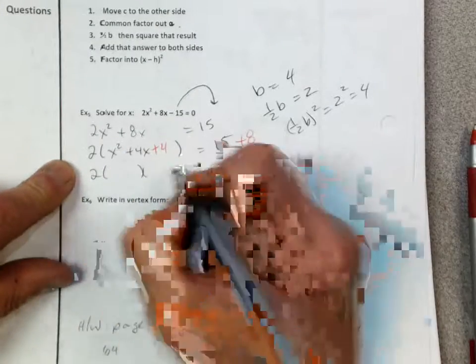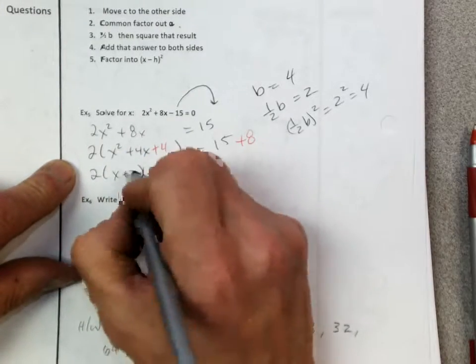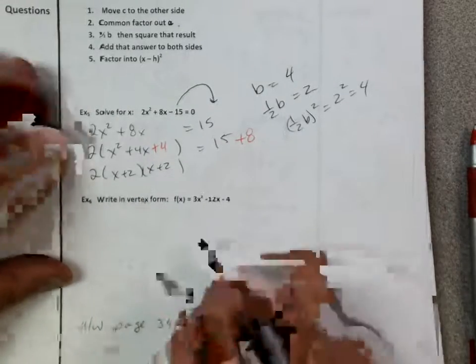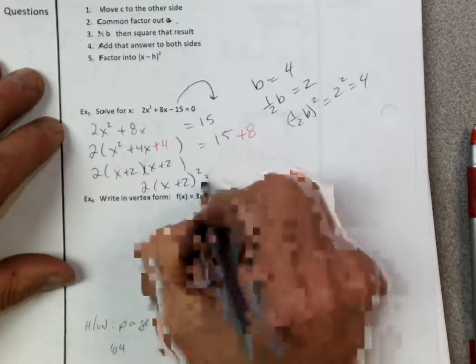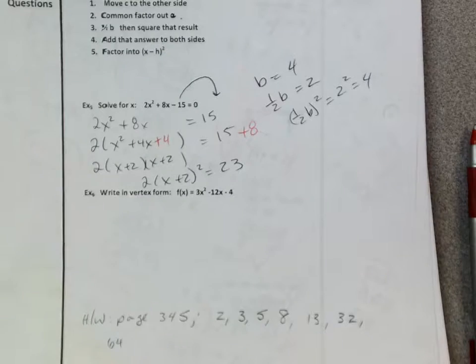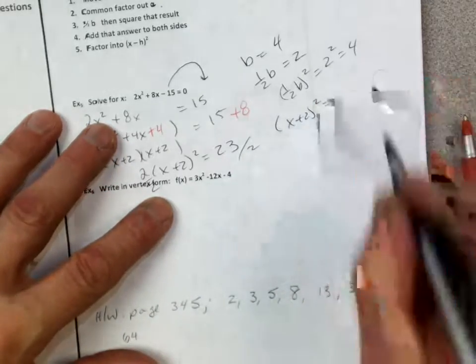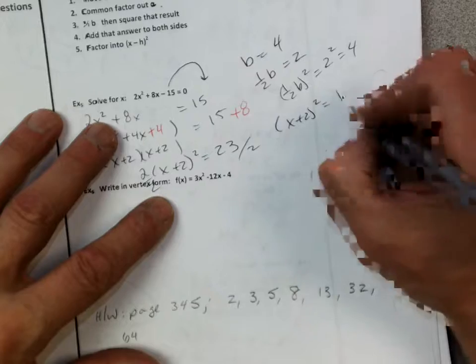This will factor into an x plus 2, or we'll write it as 2 times the quantity x plus 2 squared equals 23. Okay, divide by 2, divide by 2. So I've got x plus 2 squared equals, what's that, 11 1/2, I think? Right?